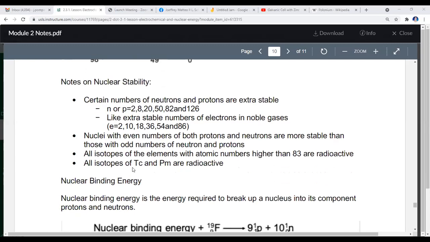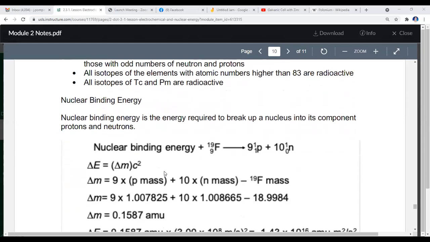Now, all isotopes of, I forgot the names of these elements, kindly look in your periodic table. The Tc and the Pm are radioactive. You can look at them in the inner transition or transition part of your periodic table.